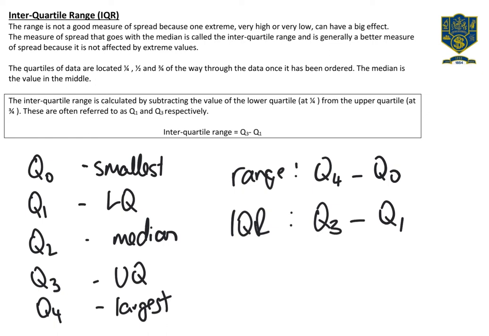And it's useful to think that the difference between the smallest value and the lower quartile is 25%. It's 1/4 of the distribution. Between the lower quartile and the median is 25%. And the median and the upper quartile is another 25%, and the upper quartile and the largest is also 25%. So the interquartile range looks at the middle 50% of the data.